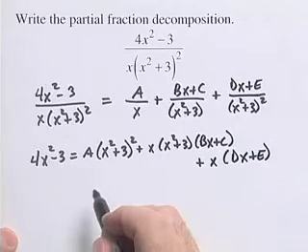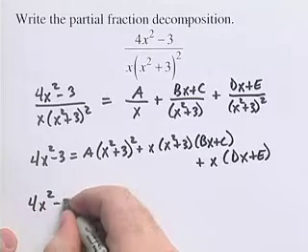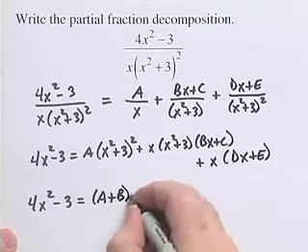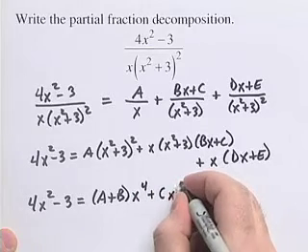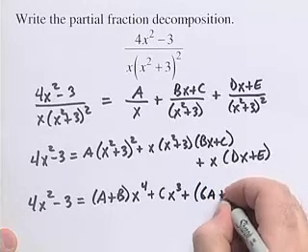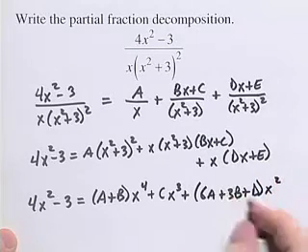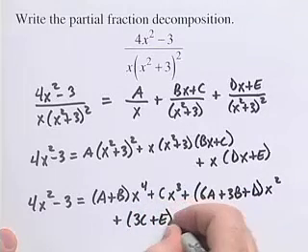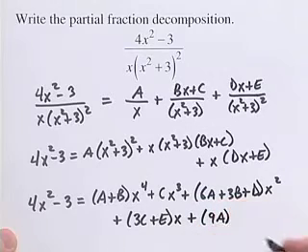Now we need to collect like terms. When we do that, we're going to get an equivalent equation. 4x² − 3 is equal to (A + B) x to the 4th, plus C x cubed, plus (6A + 3B + D) times x squared, plus (3C + E) times x, and plus 9A, which would be our constant.